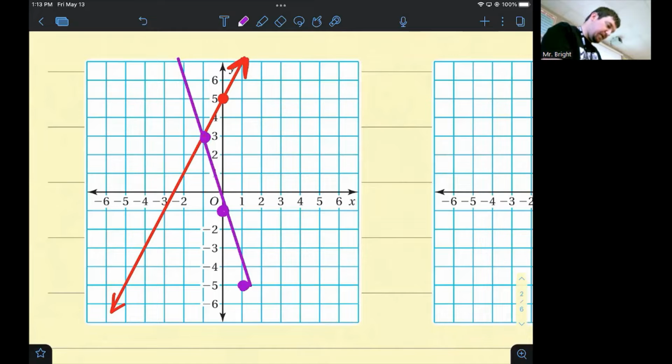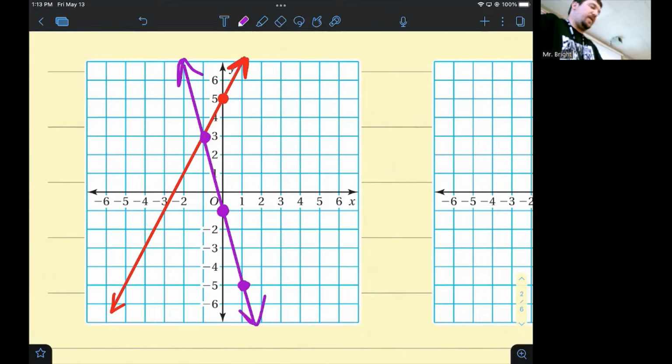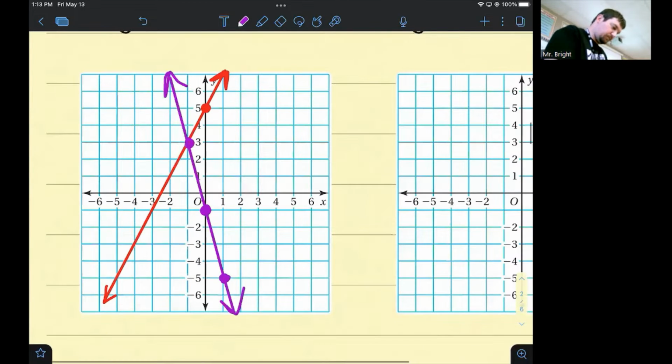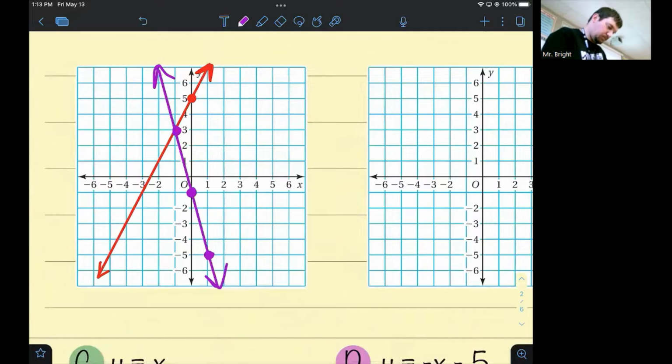But that was not a very good line. Let's try that again. And what is that intersection point, Chloe? -1, 3, and we have our answer.